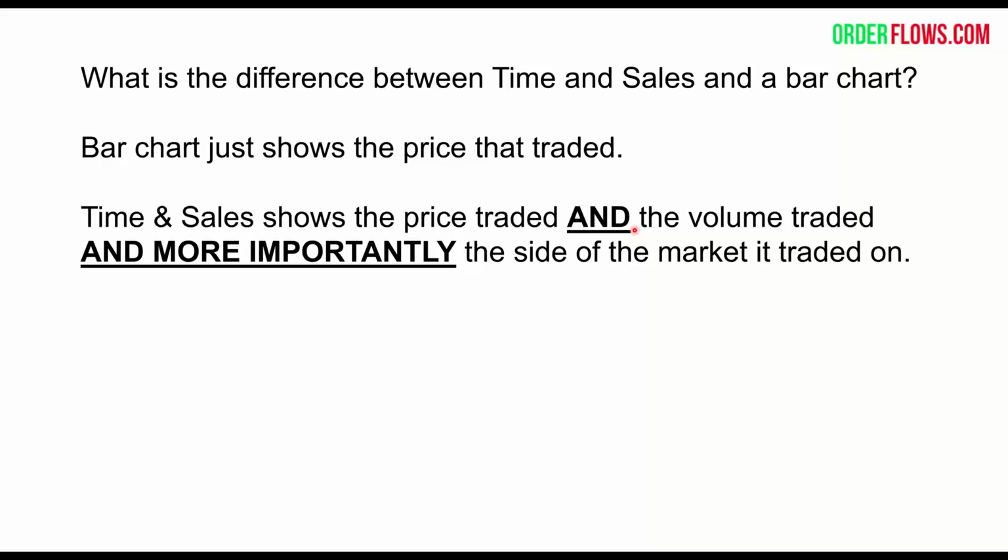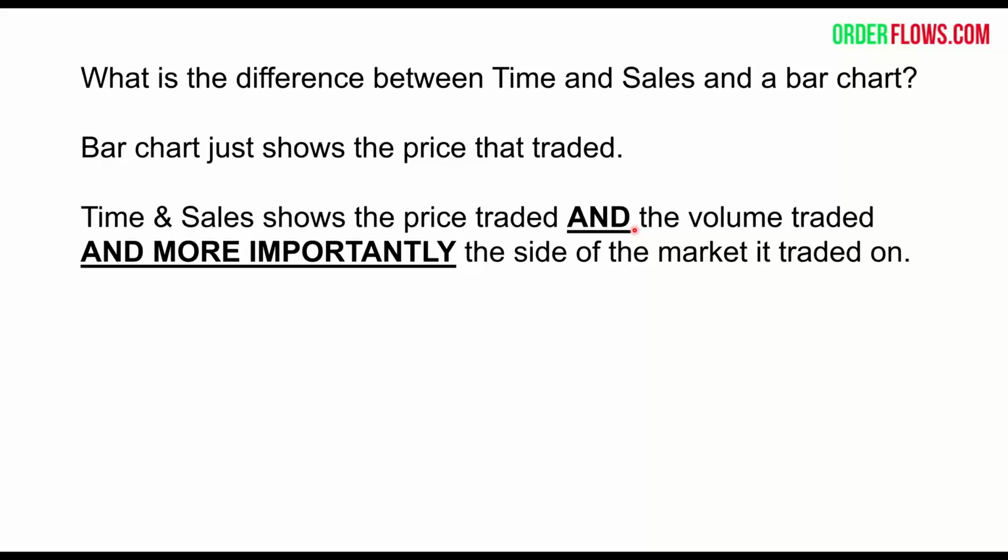So the difference between time and sales and a bar chart: remember, time and sales shows the price that traded, it shows the time, it shows the volume. A bar chart just shows the price that traded, right? Time and sales shows the price traded and the volume, and more importantly, it shows the side of the market it traded on, whether it traded on the bid or traded on the offer. And that's very important information that any trader wants to know.